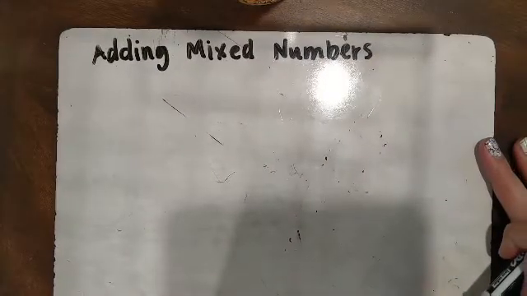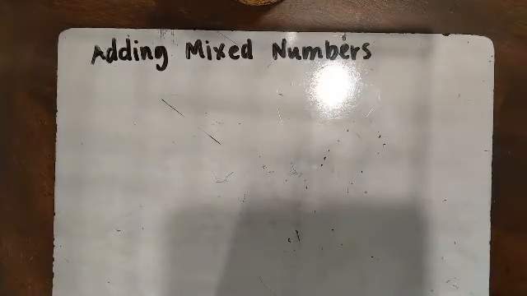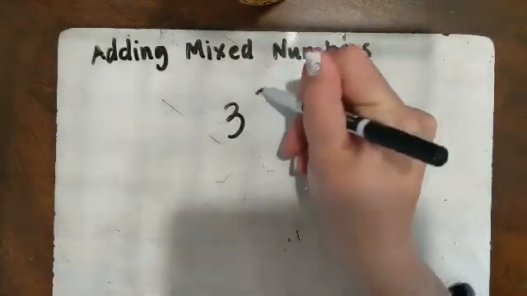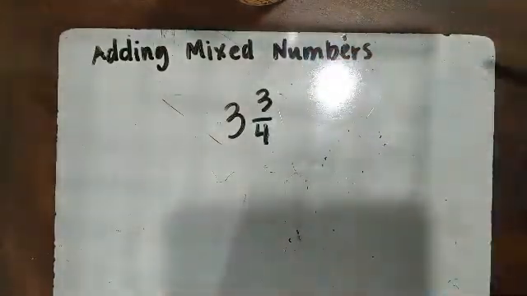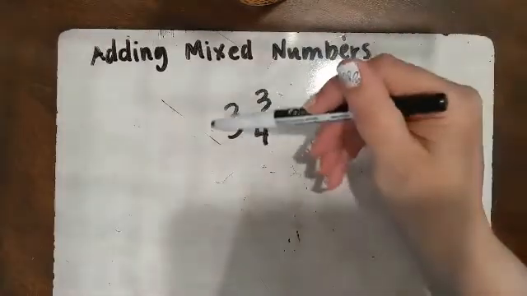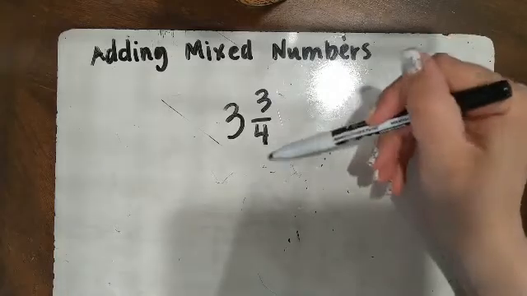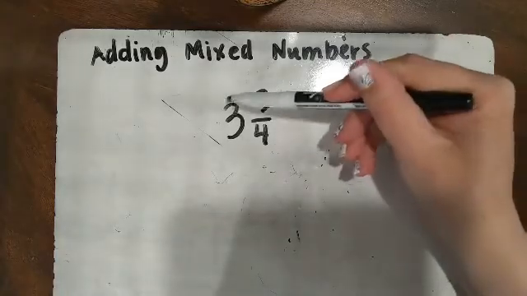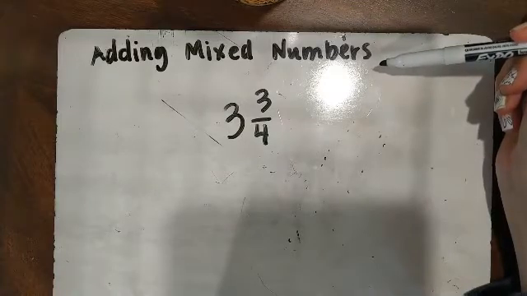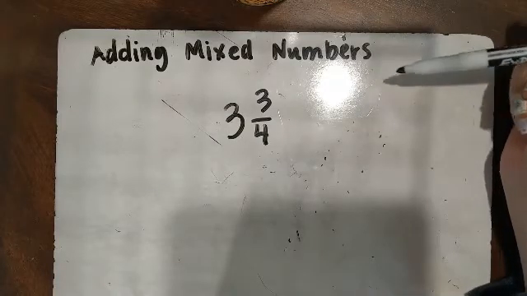I wanted to give you a lesson on adding mixed numbers, but first let's talk about what a mixed number is. So if I have 3 and 3/4, that's not a normal fraction, right? I've got a whole, which is the 3, and then a part, which is the 3/4. So when you have whole numbers and fractions, we call it a mixed number because it has those two mixed things, okay?